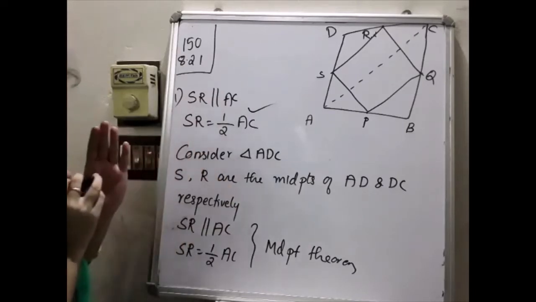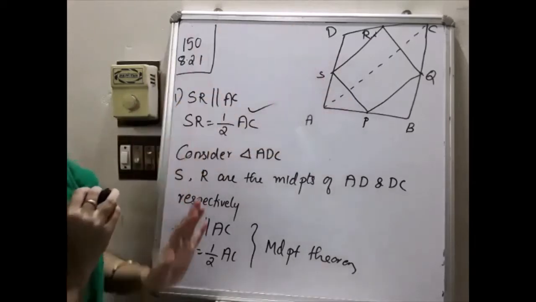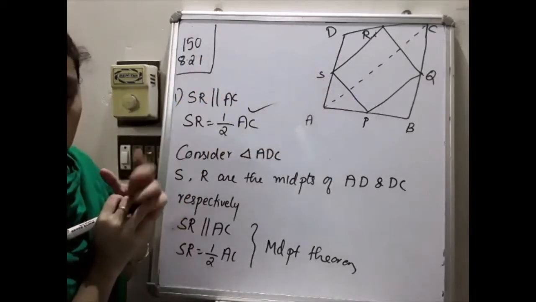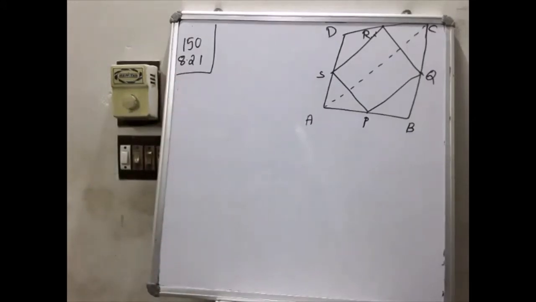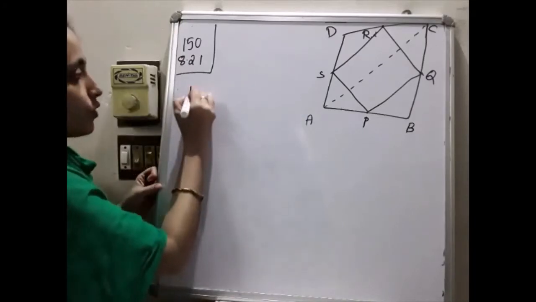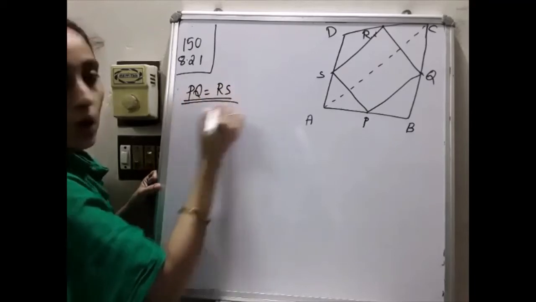So shall we move to the second part? The second part is what? PQ is equal to SR. That we have to prove. Shall we start? Yes. So please write down up to this. Listen here. In the second condition, we want to prove PQ is equal to RS. This thing we have to prove.